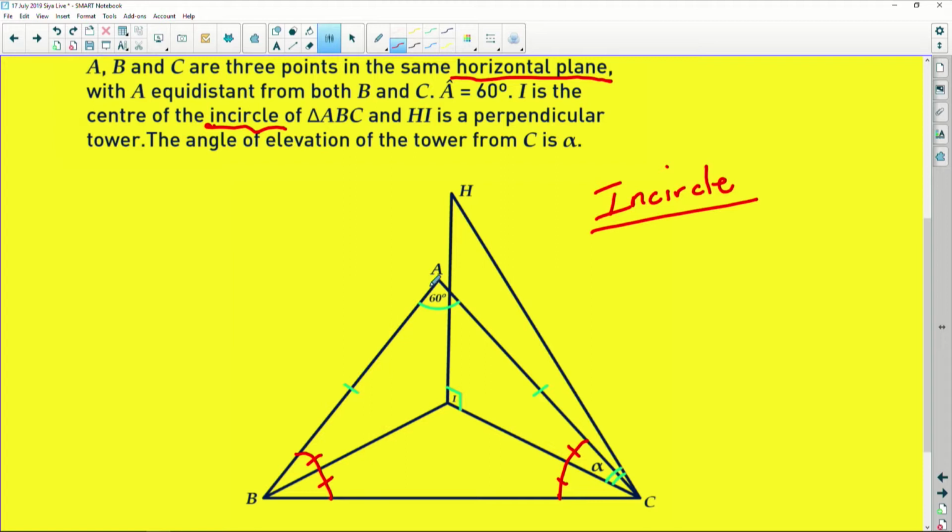And then HI is a perpendicular tower. So HI would be the height of this particular tower that we are trying to talk about. The angle of elevation of the tower from C is given as alpha, as you can see it down there. So now, important things that I just mentioned right now.